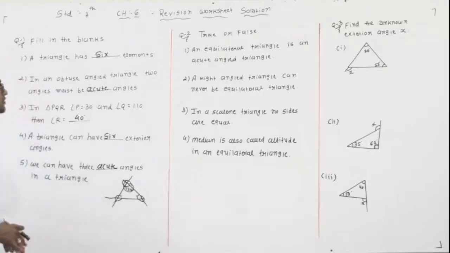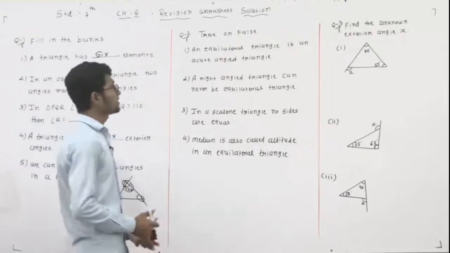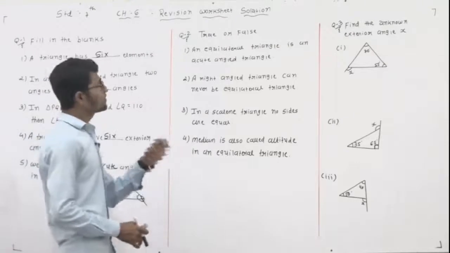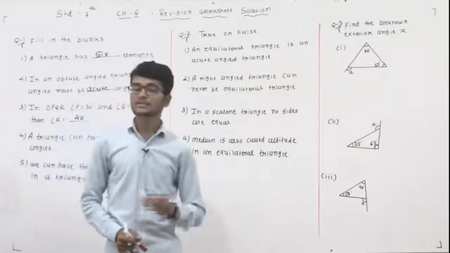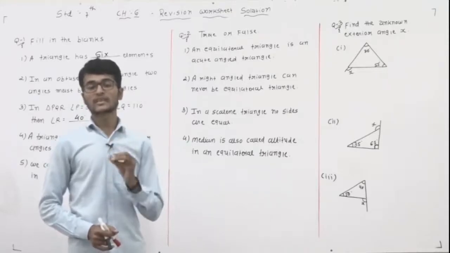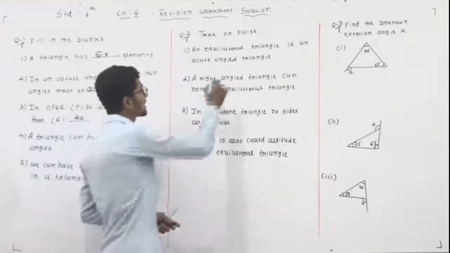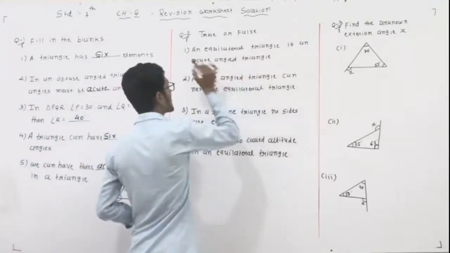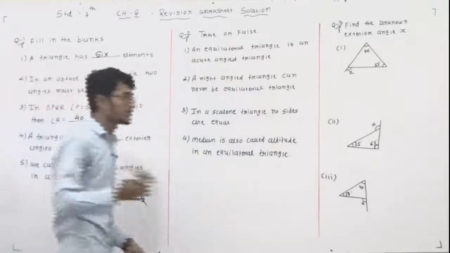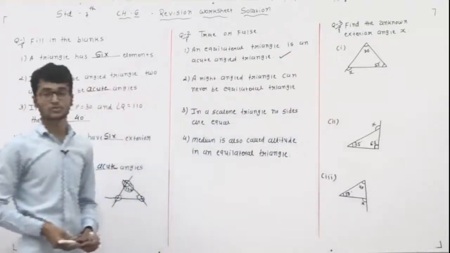Let's start with the first statement. An equilateral triangle is an acute angle triangle. Is this statement right or wrong? If you are given an equilateral triangle, what is an equilateral triangle? All sides and angles are the same. In an equilateral triangle, every angle is an acute angle. So this is the right statement. The answer is true.